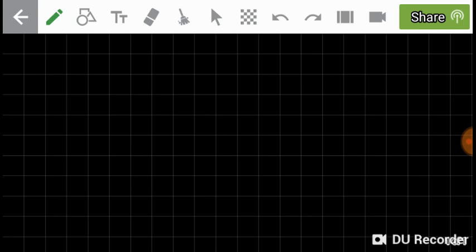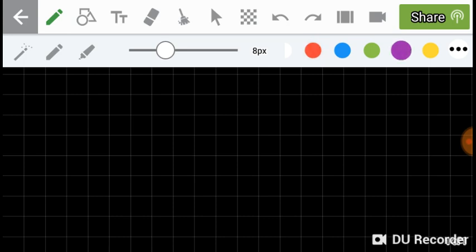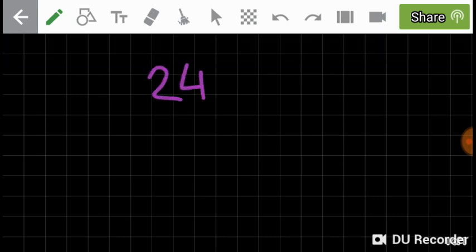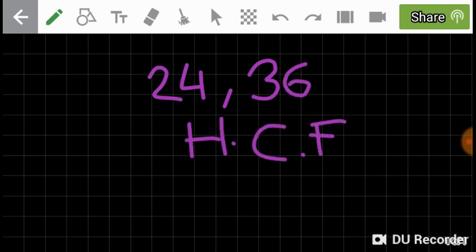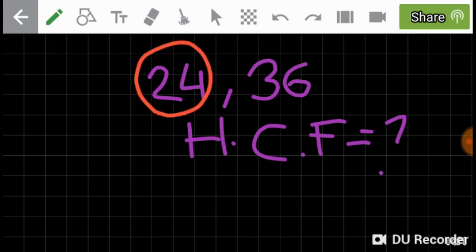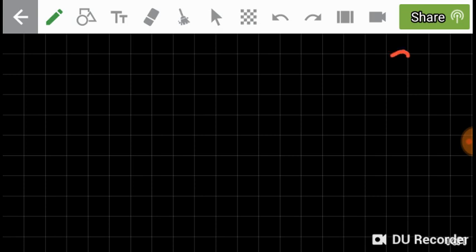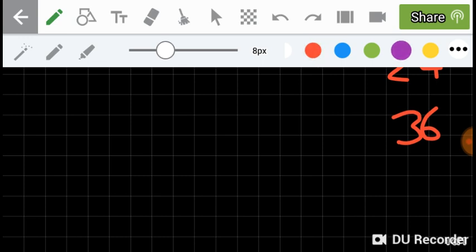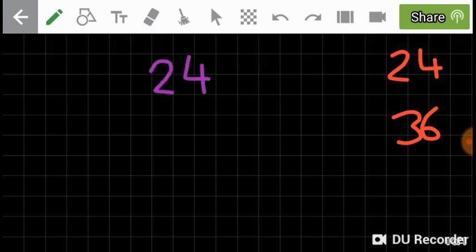Now, what will we do when we need to find the HCF? Say for instance, we need to find the HCF for the numbers 24 and 36. Our job is to find the prime factorization of both the numbers. We will first find the prime factorization of 24 and then of 36. So let us start. Our numbers are 24 and 36. First we will start the prime factorization.